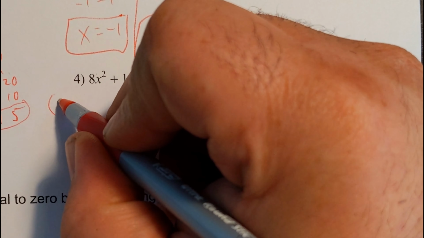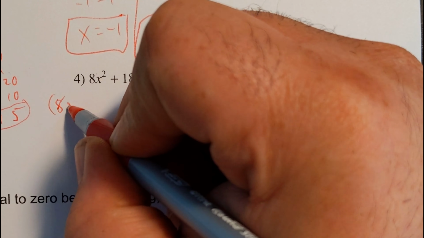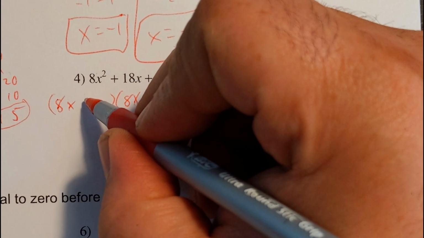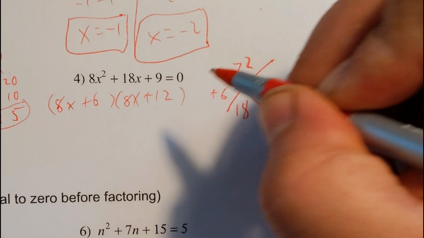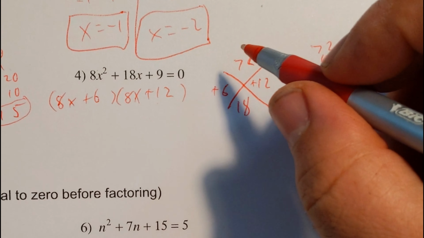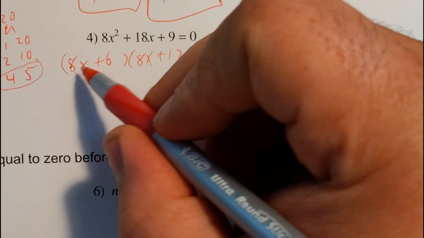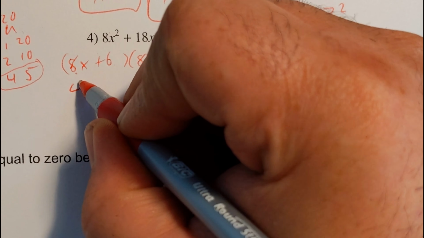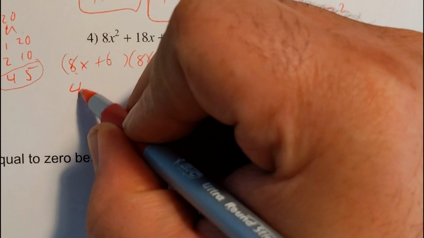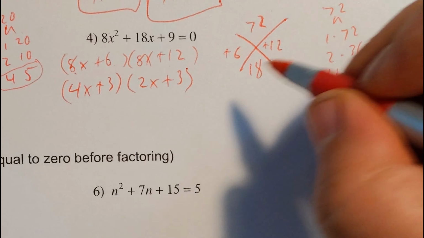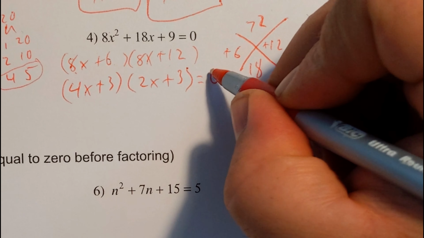So now we're going to do our 8x in the beginning, and then we're going to use the 6 and the 12, and then we're going to reduce here, so 8 and 6 can both be divided by 2. That's going to be 4x plus 3. And 8 and 12 can both be divided by 4, so that'd be 2x plus 3. And those are your two factors.